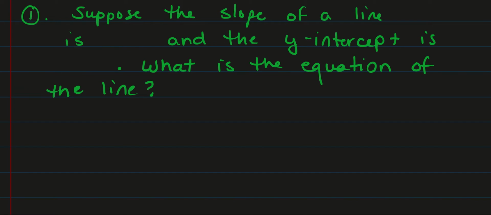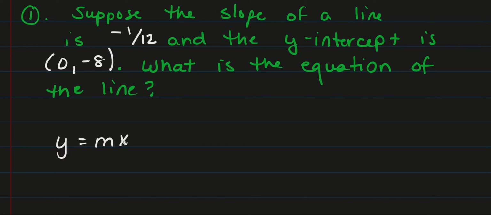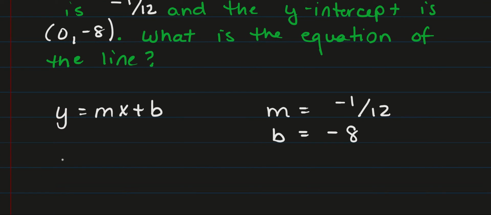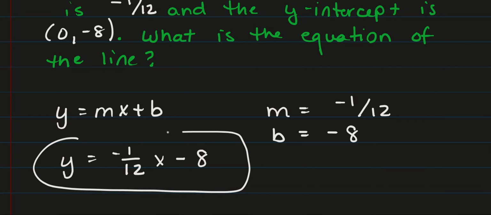So this time, let me give you something like the slope of the line is negative 1 over 12, and the y-intercept is 0, negative 8. What is the equation of the line? Well, again, y is equal to mx plus b. M is going to be the slope, which is negative 1 over 12, and the y-intercept is 0, negative 8, so b is going to be negative 8. So we get that y is equal to negative 1 over 12x minus 8. You can put plus negative 8 or just minus 8. Either one is fine.